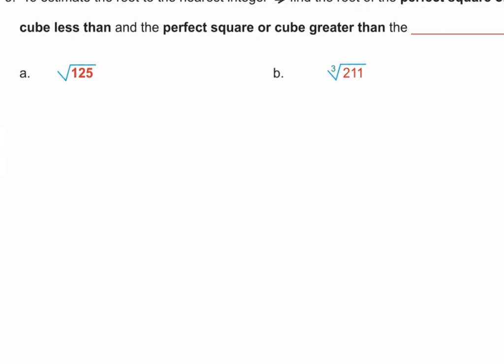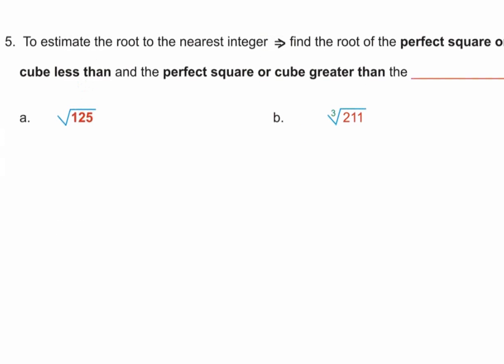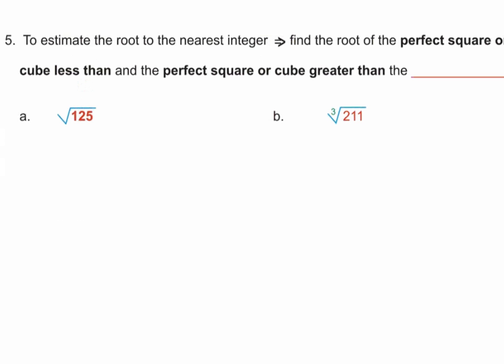5, I'm not a big fan of. It used to be the day when, you know, you couldn't find a calculator. Nowadays, everybody's got a calculator everywhere. But you should at least know how to guesstimate the idea. So 5, to estimate the root to the nearest integer, what you do is find the root of the perfect square or perfect cube less than the radicand and the one greater than the radicand there in the blank.